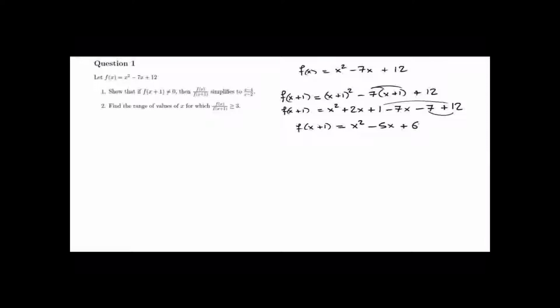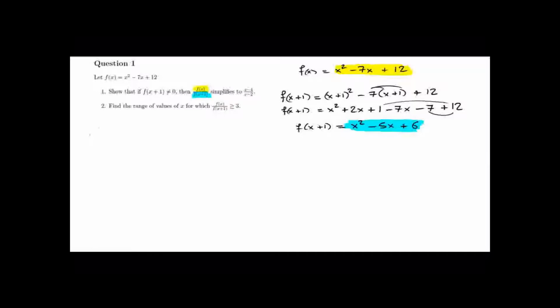Okay, so literally what I've done now is I found out that f of x is equal to x squared minus 7x plus 12, and I was actually given that in the question, and I can put that in here on the top half of the fraction. Now I've just worked out that f of x plus 1 is x squared minus 5x plus 6, so now I'm going to put that in here on the bottom part of the fraction, and then I'm just hoping that my answer is going to simplify down to x minus 4 divided by x minus 2.